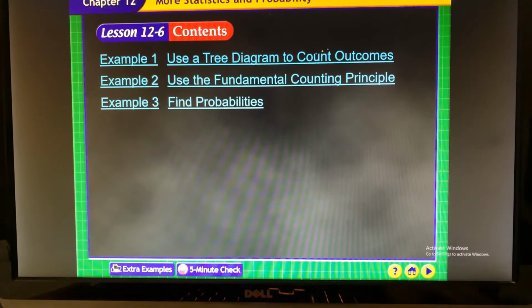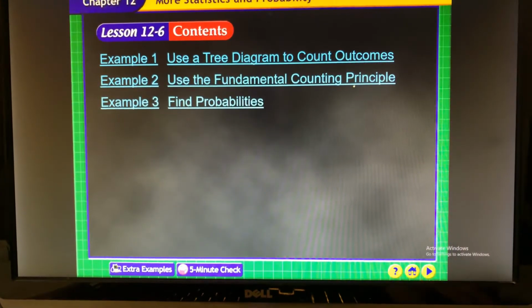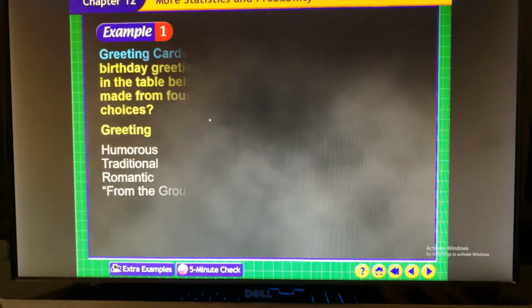First of all, we're going to talk about the fundamental counting principle. I'm going to show you what a tree diagram looks like, but I'm not going to require you to do a tree diagram. It's just something that helps you understand what I'm saying, and then I'll get you to an easier spot with it. So here we go.